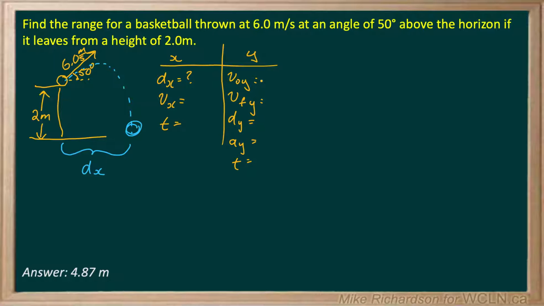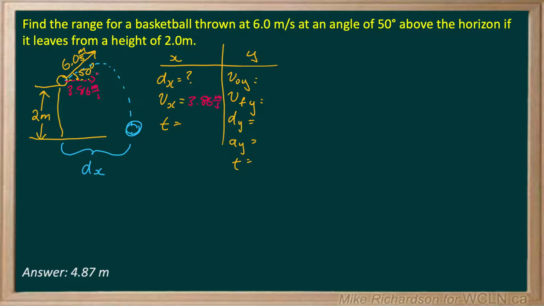Now, when you've got a velocity that's at an angle, the first thing you always want to do is get the components of that velocity. So there's an x component here. I would go 6 cos 50 to get that x component. And when I do that, I get 3.86 meters per second. That's my x component. So that's right here.